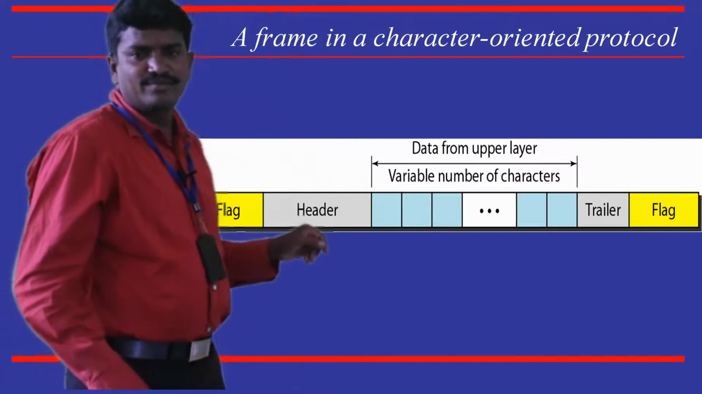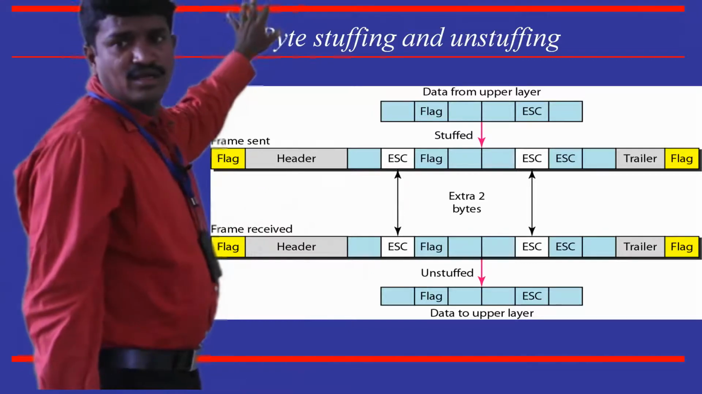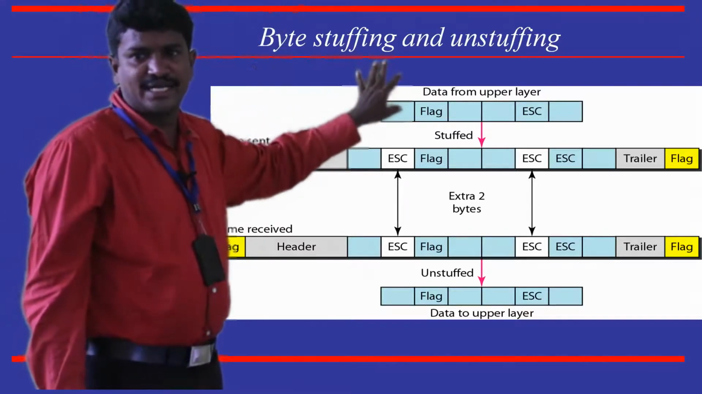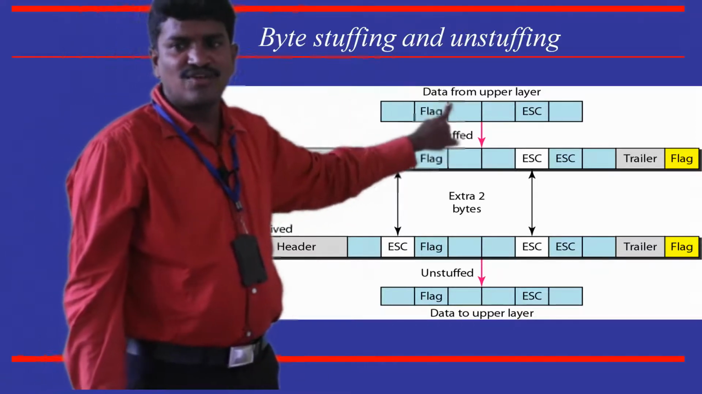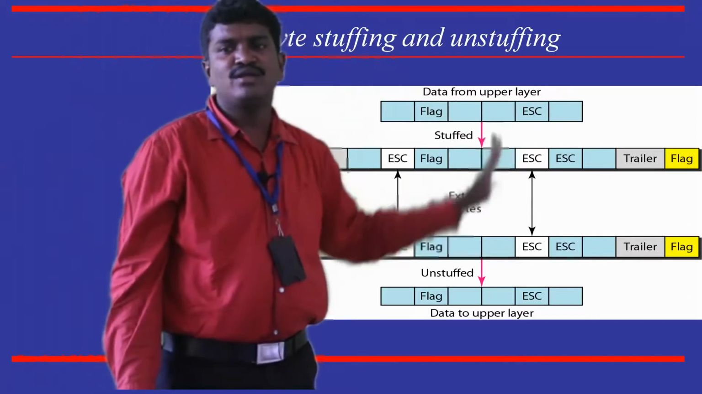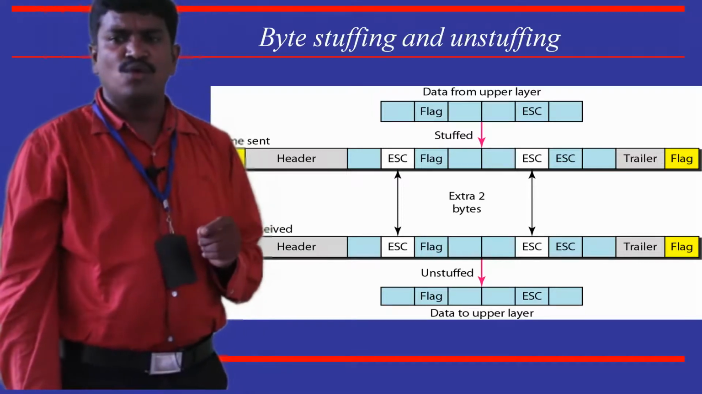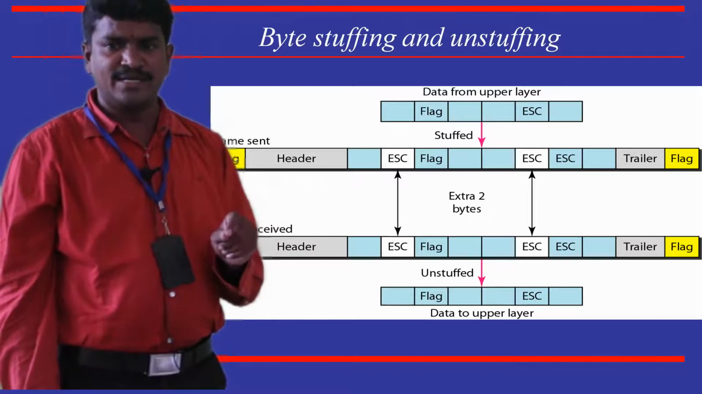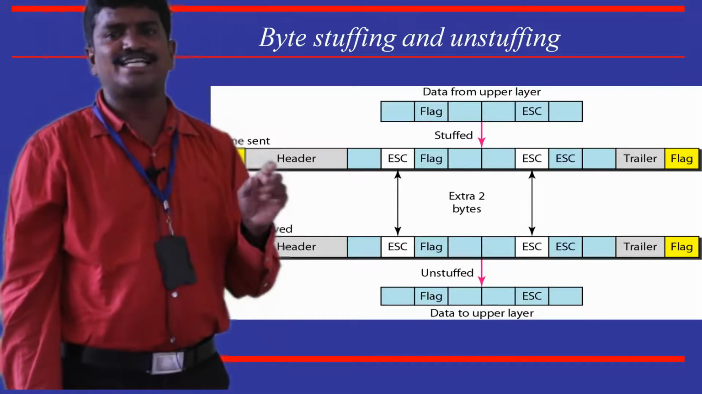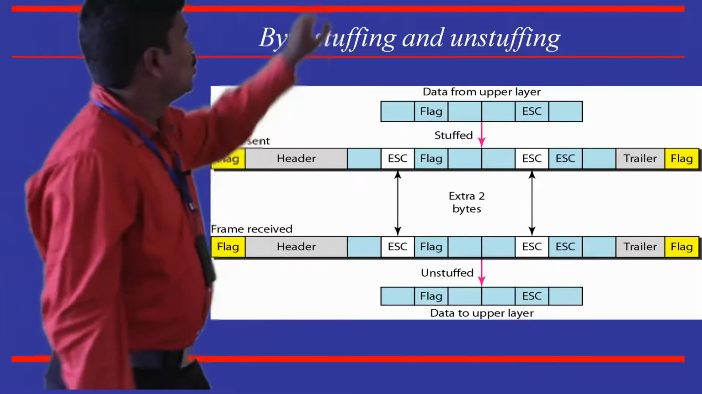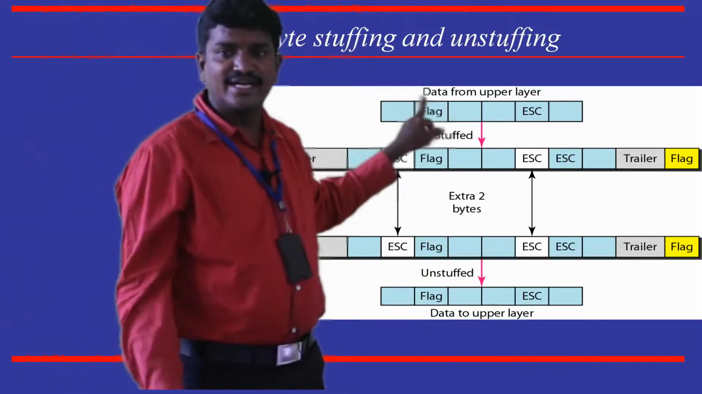So let me see this one in a diagrammatic way. See this one. Now here we are going to transfer the data. The data itself contains a flag and one escape character. Now, as part of this byte stuffing, the concept is, whenever there is a flag as part of the data, it should be preceded by one special byte called an escape sequence or escape character. So now we have data which consists of a flag internally. It is part of the data.